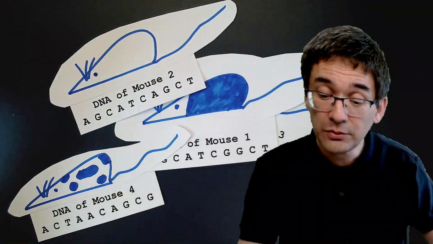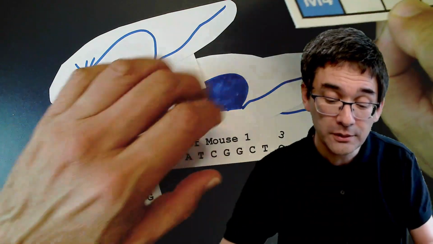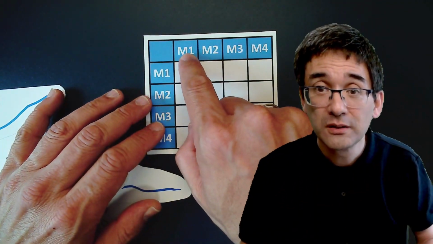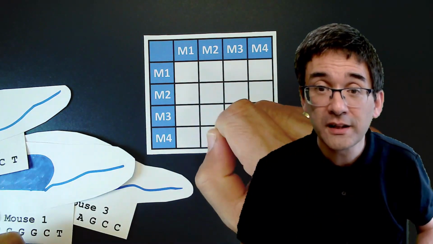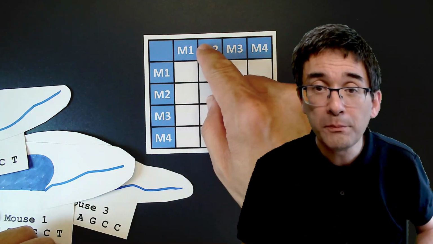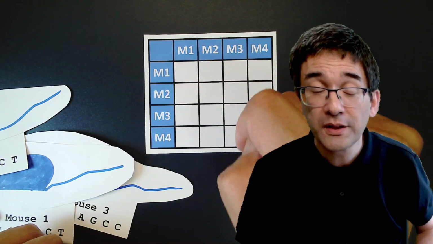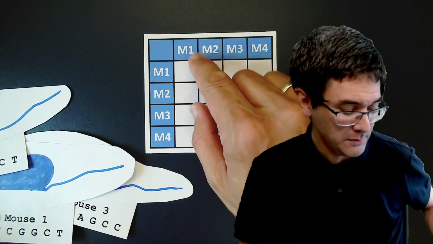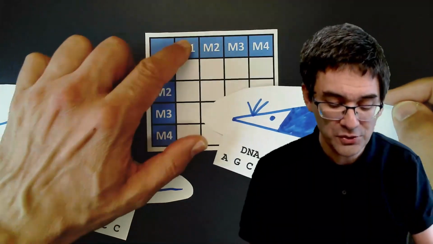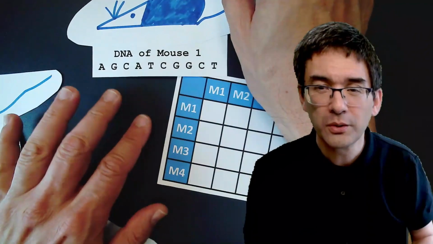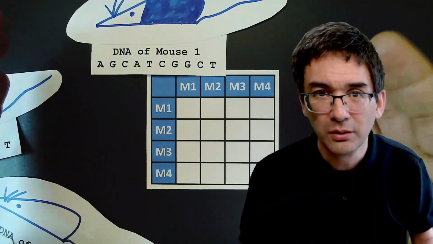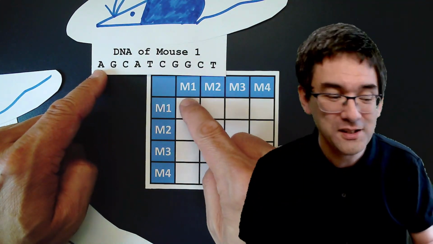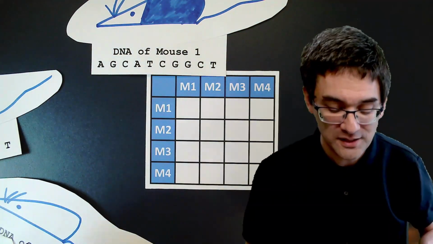It's not quite difficult, but what I've made here is a little table. M stands for mouse, so I simply abbreviated that. And what we do is we compare the DNA of every mouse with every other mouse. And look, what happens when we compare the DNA of mouse 1 with itself? How many differences are we going to see? Well, obviously 0. It's the same mouse, right? If you compare the sequence with itself, it's 0. So I'm going to write a 0 in here.